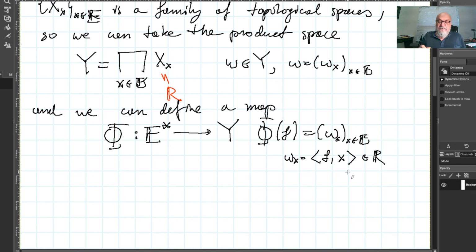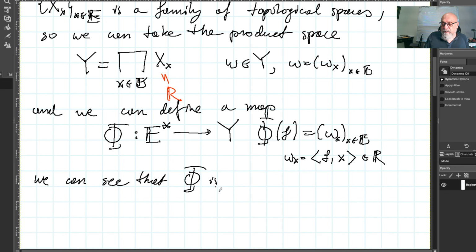Since you take two different values of f, you immediately recognize that there will be an x that will give you different values. We can see that phi is injective, that means it has different values.